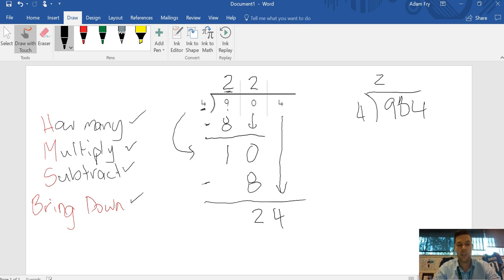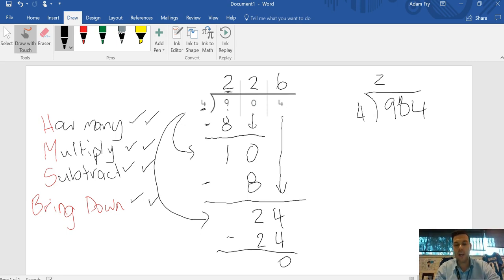Once again, we've done these 4 steps. So we've got now another number. We go back to the start and ask ourselves, how many times does 4 go into 24? 4 goes into 24 6 times. We then follow it by multiplying. So 6 multiplied by 4 equals 24. Then we subtract. 24 take 24 equals 0. And then bring down. However, this is how we know we've finished the problem, because we've got no more numbers to bring down. So our answer for 904 divided by 4 equals 226. Hopefully that's a little bit clearer.